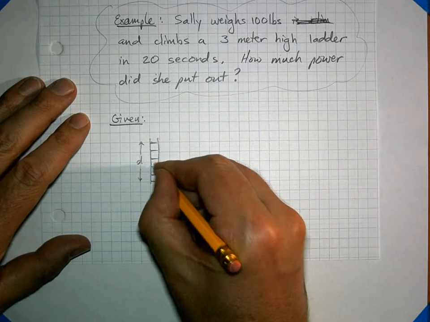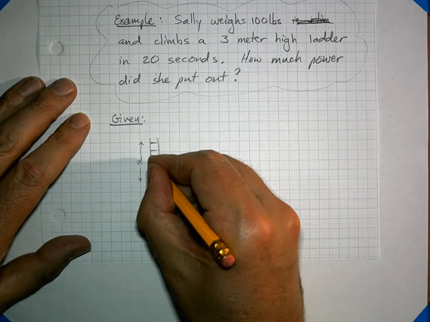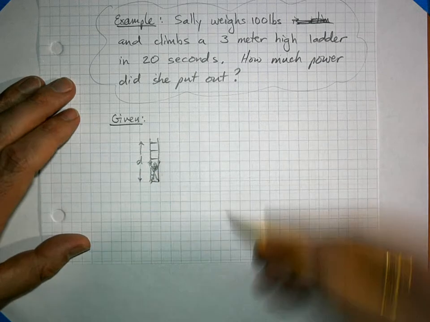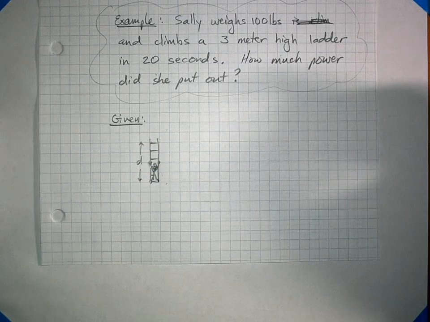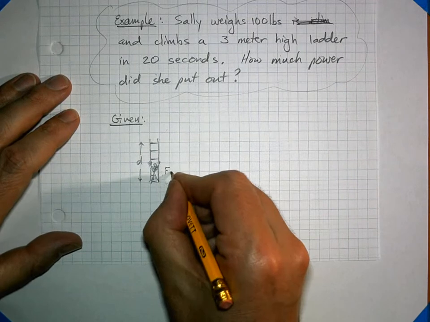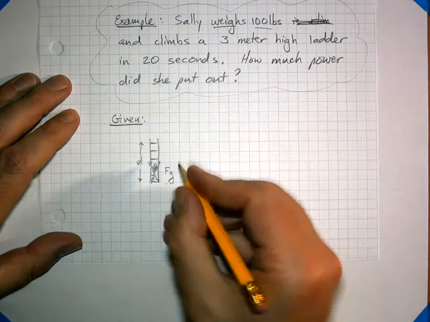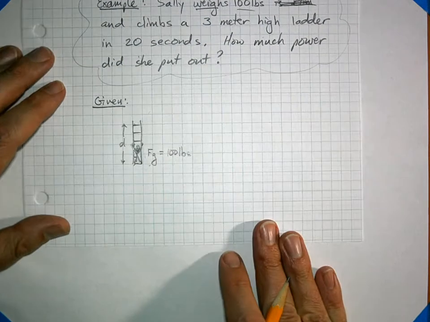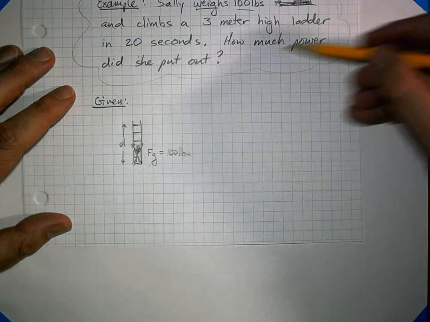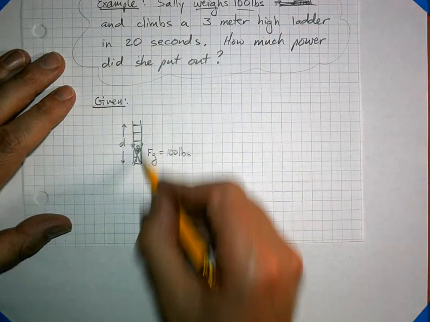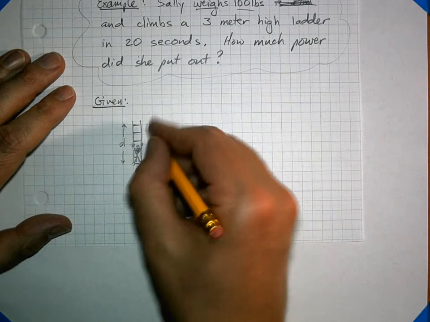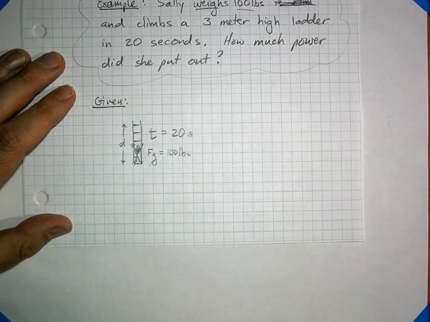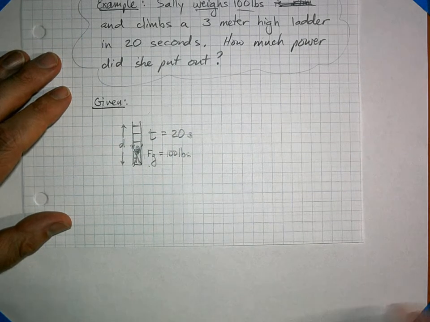So here's Sally. She's got her hands on and she's going to climb this ladder. Okay, now her weight, or the force, remember weight is a force of gravity. Force of gravity is 100 pounds. And the time it takes her to climb this ladder is 20 seconds. So she's really taking her time. Okay, so this is what's given.